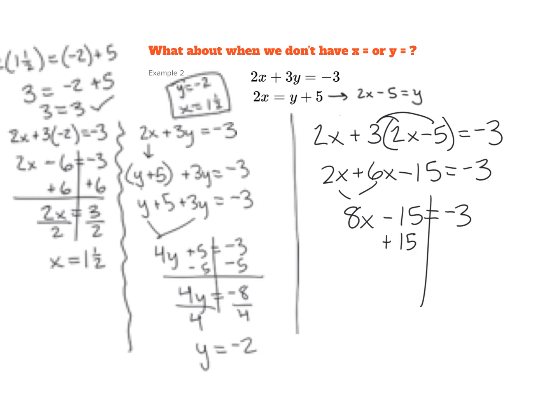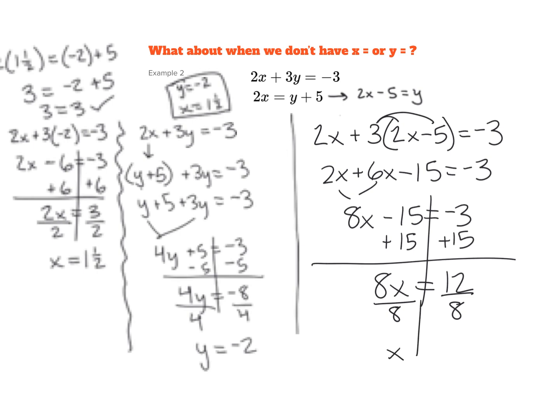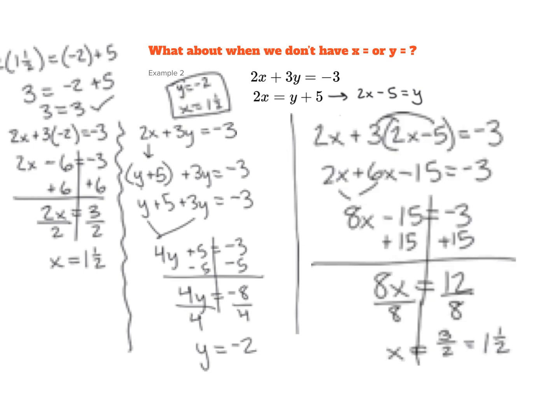I'm going to add 15, and I get 8x is equal to +12. Divide by 8, divide by 8, and we get x is equal to, well, this can simplify to 3 over 2, which is also 1.5. Would you look at that? 1.5 matches exactly how we did it on the other side.